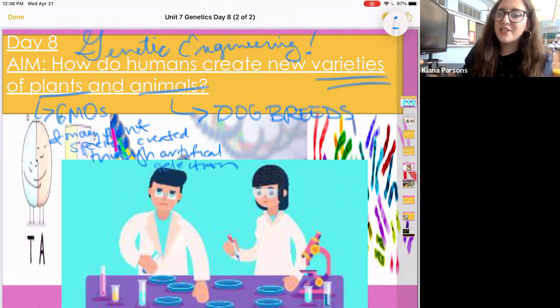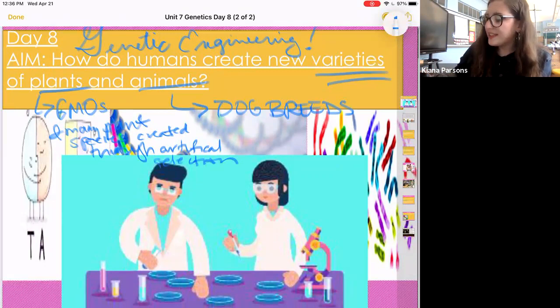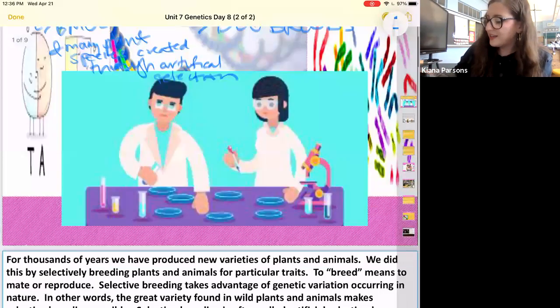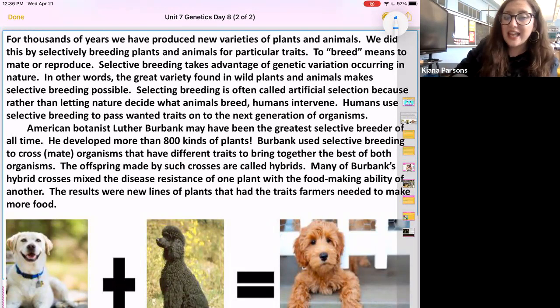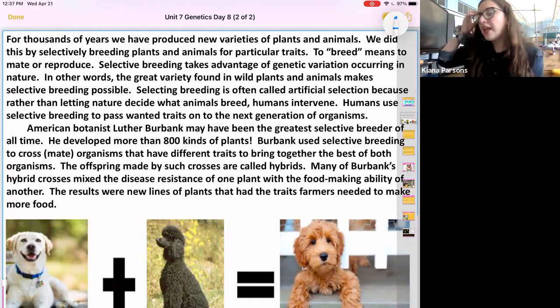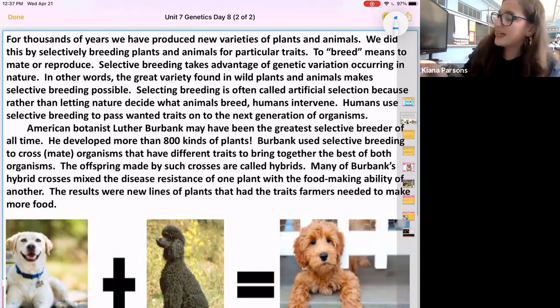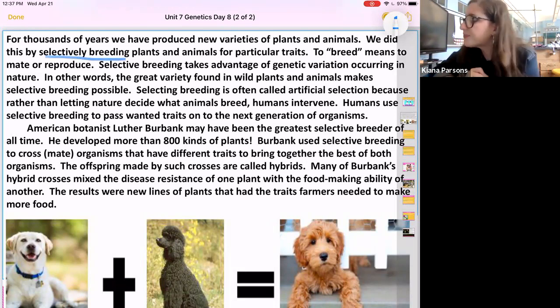So let's go ahead and get started with today's extended do now. So, for thousands of years, we have produced new varieties of plants and animals. We did this by selectively breeding plants and animals for particular traits. To breed means to mate or reproduce.